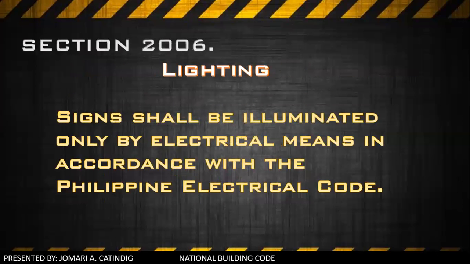So next is section 2006, the last section for rule number 20, which is the lighting. Signs shall be illuminated only by electrical means in accordance with the Philippine Electrical Code.